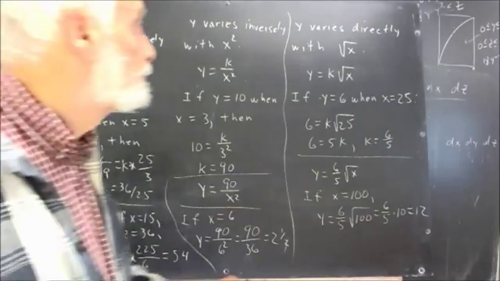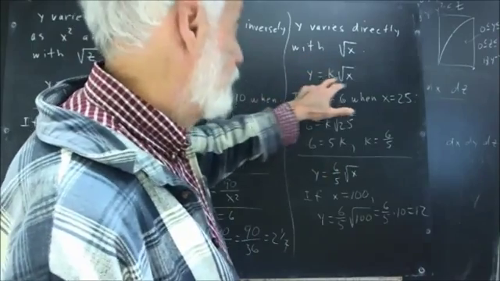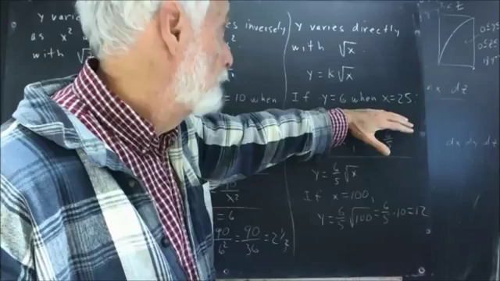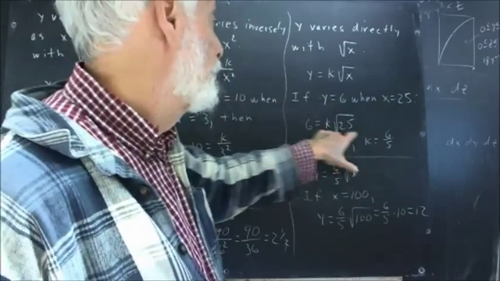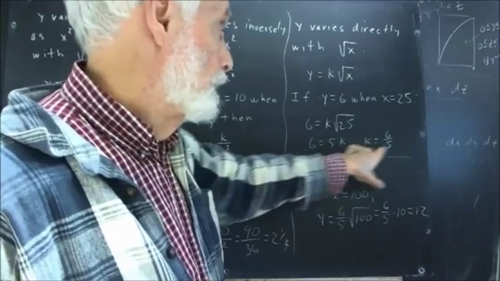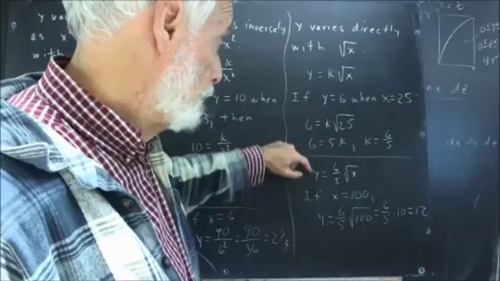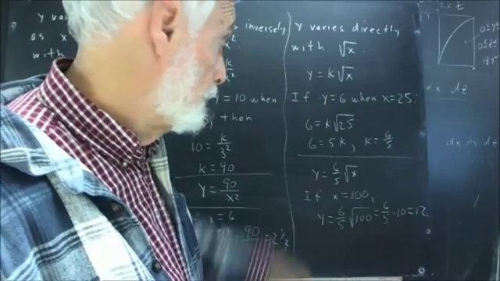Quick summary. Y varies directly with square root of x means y equals k times the square root of x. Y is 6 when x is 25, do it yourself. 6 is k times the square root of 25, which is 5k, and when we solve, we get k equals 6/5. We plug that into the variation equation, we get y equals 6/5 square root of x.